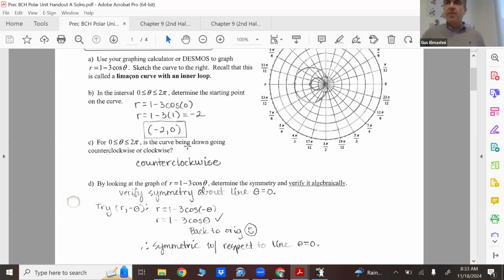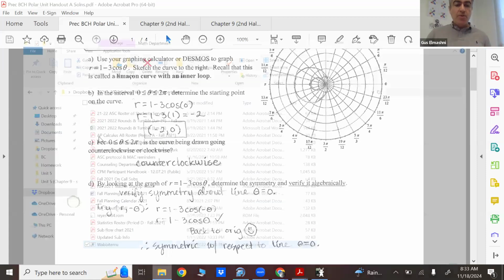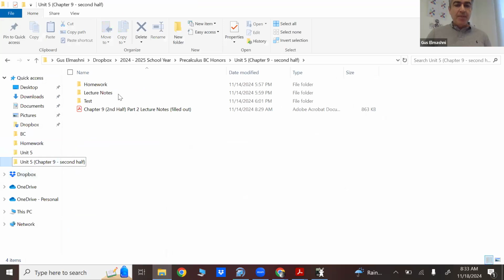For D, symmetry. Now I will give you guys a formula sheet. The formula sheet's already in Schoology as well, so you know exactly what to expect. The formula sheet will look like this.